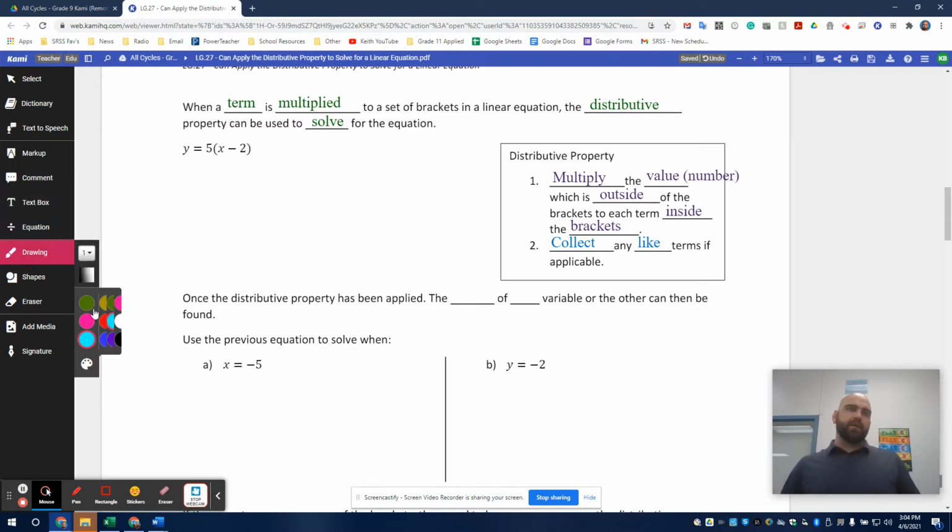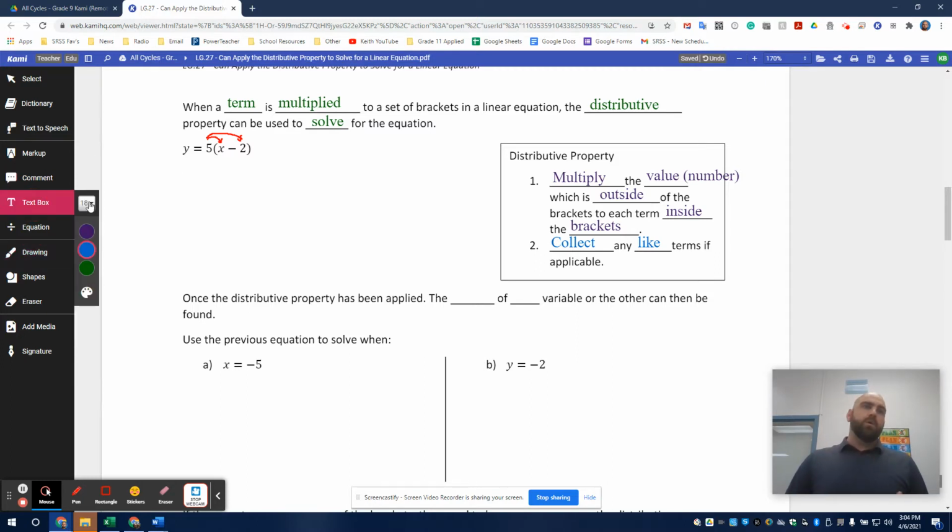So this one right here, first thing we're going to do is take this 5 and multiply it to the x, and we're also going to multiply it to the negative 2. And that's going to result in an equation that looks a little bit different. Okay. So when we do that, I'm going to do it as kind of a side thing right here. We're going to do 5 times x, and again, we've done that in the past, that is 5x. And on the other hand, we're going to do 5 times negative 2, which is negative 10.